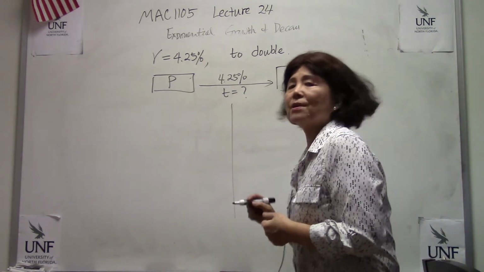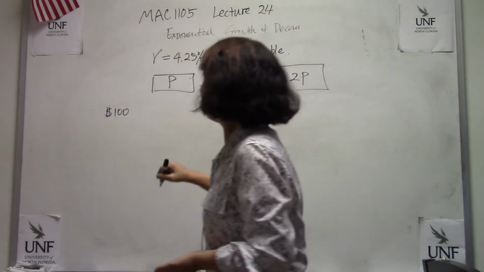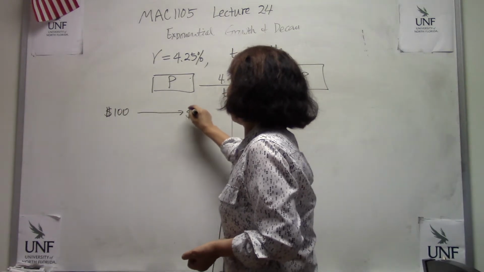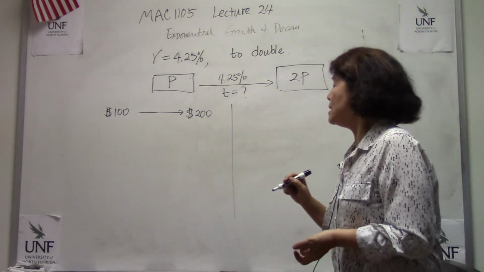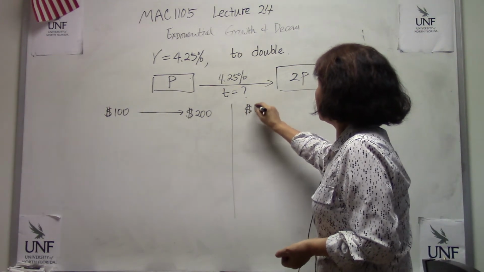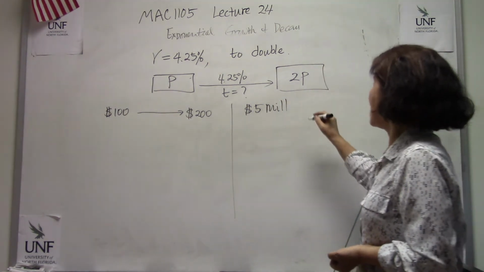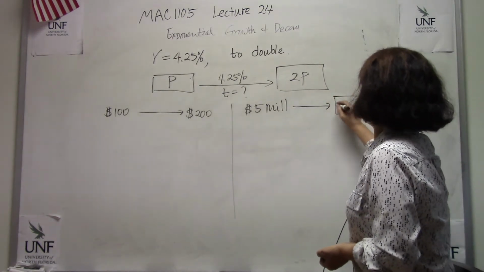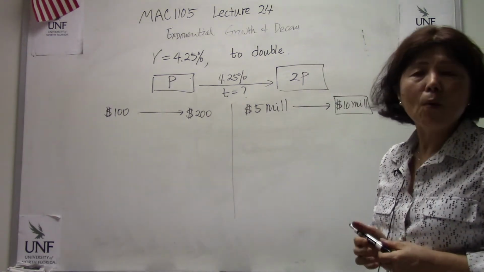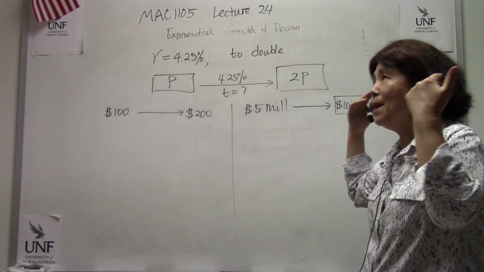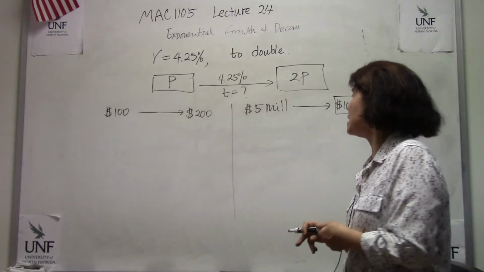Well, let's look at a more concrete scenario. A modest investment: you invest $100 and you wait until it becomes $200, you have $200 in your account. Let's look at some big businessmen. A businessman or businesswoman invests $5 million in an account and waits until it becomes what? $10 million. Will it take the same amount of time or different times? Well, it is a lot more money, so it may take a longer time than this, but we'll see.